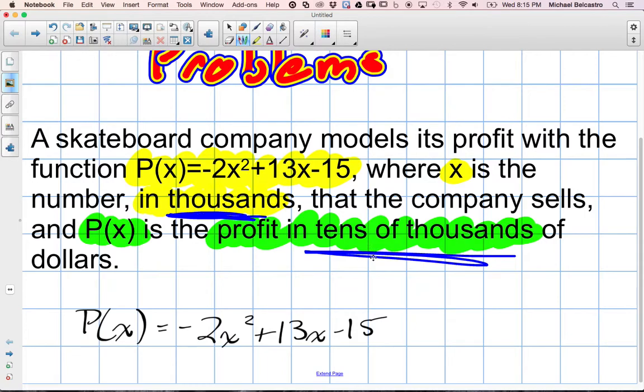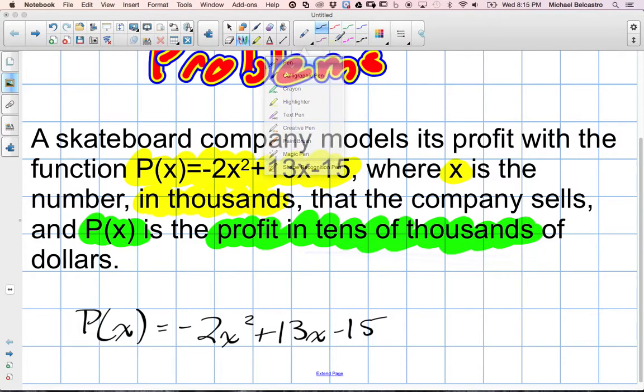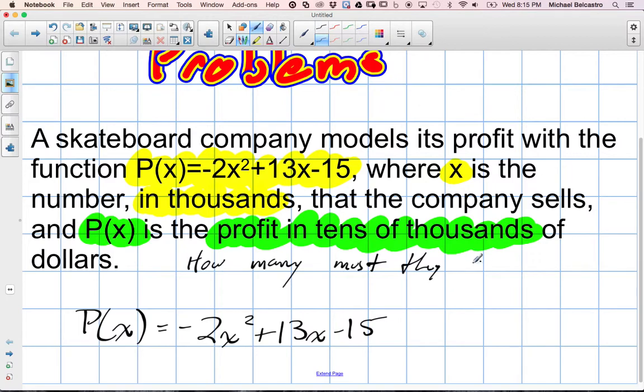So I have to keep that in mind. I didn't actually write down the question: how many skateboards must the company sell to break even? That's important. I didn't write that down, so let's write it in. How many must they sell to break even? Okay. So our question, how many must they sell to break even?